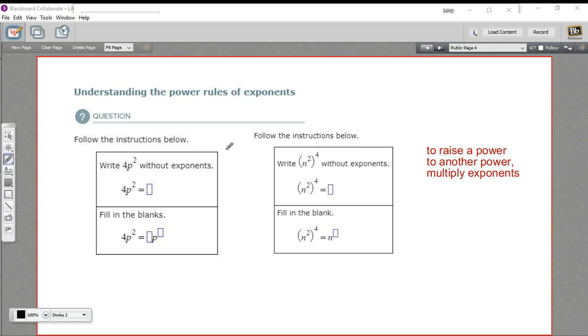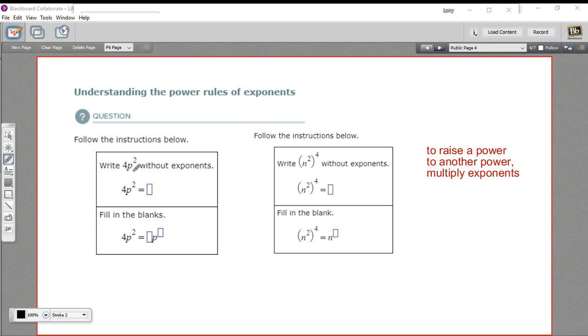In these problems, we're dealing with exponents, and sometimes we're dealing with taking an exponent and raising it to another exponent. Let's look at this first one. We have this expression 4 times p squared, and they want us to write it without exponents.